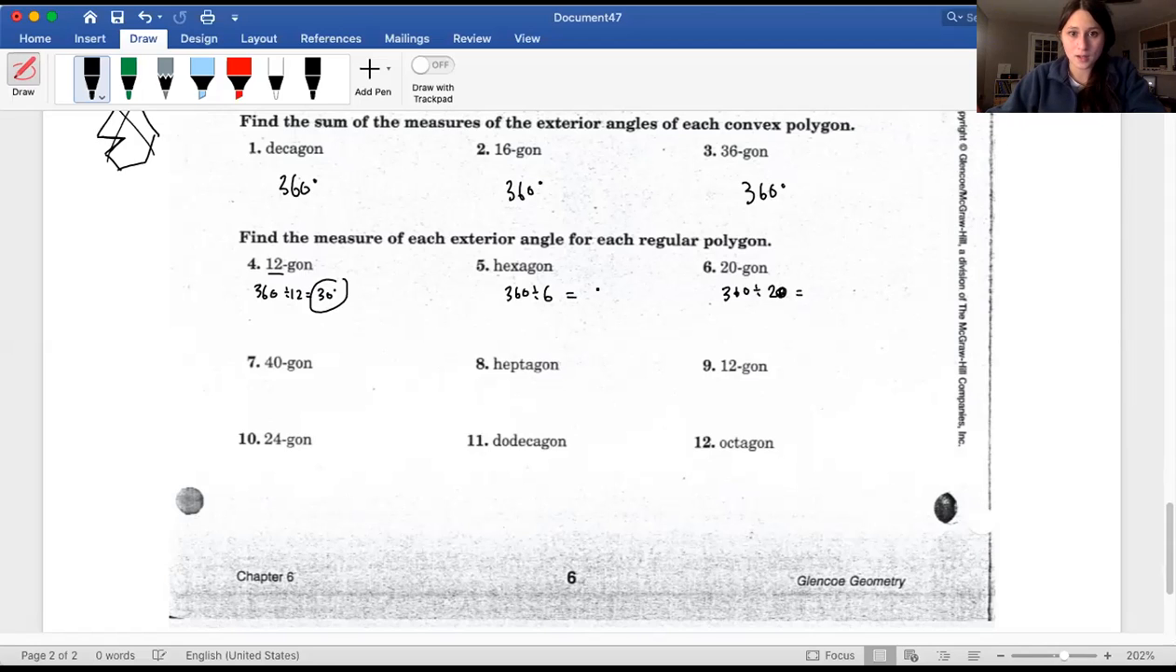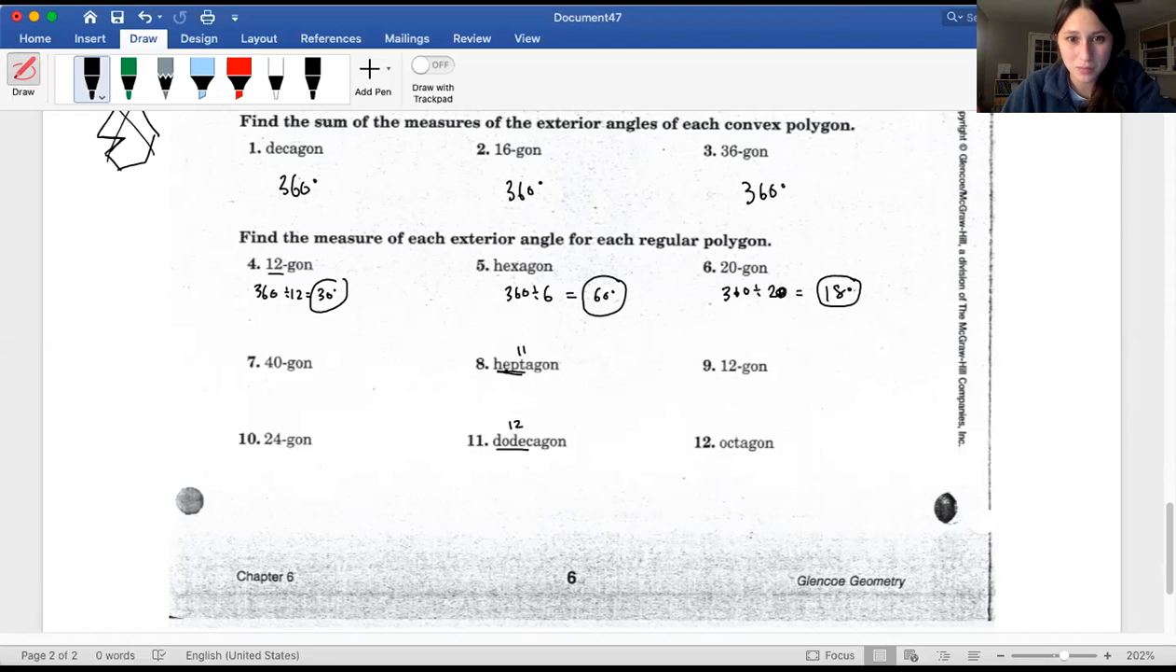This is 60 degrees. Okay, and then the next one, the 20-gon, would be 18 degrees. So go ahead and find the rest of these. Heptagon, this means 7. Dodecagon, that means 12.